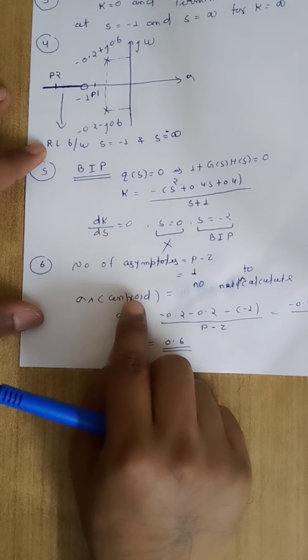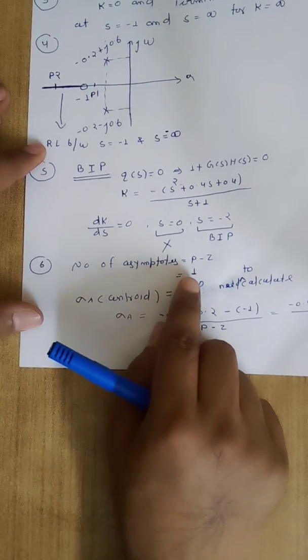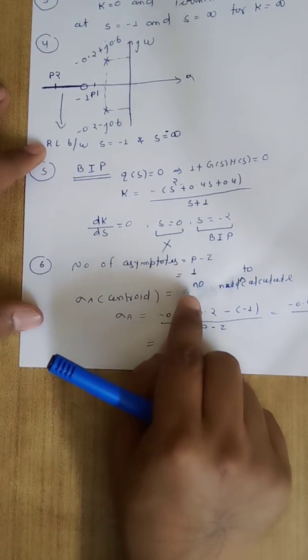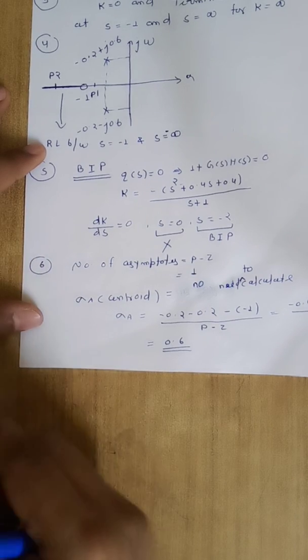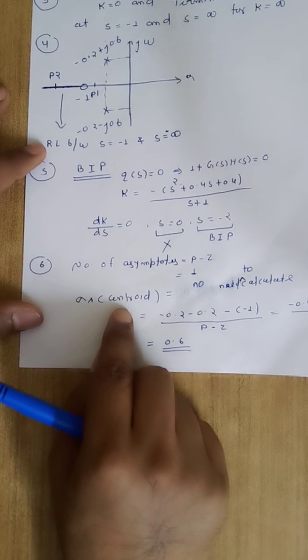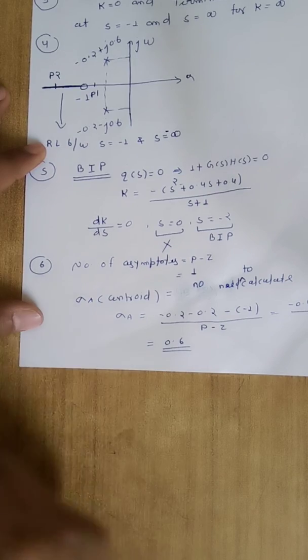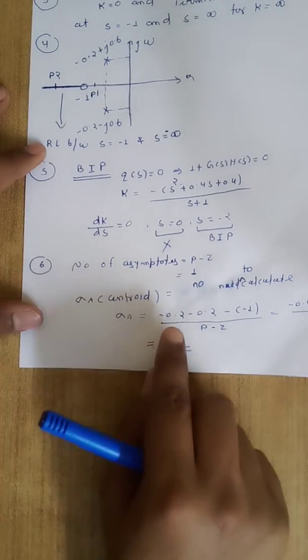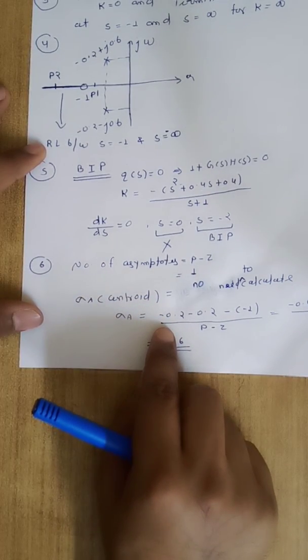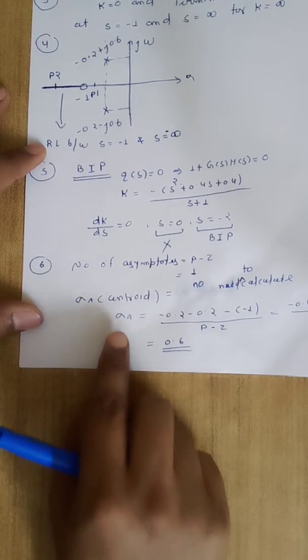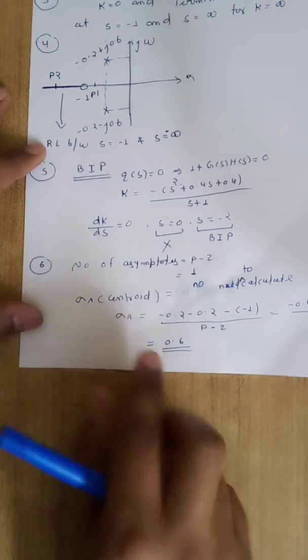We can also calculate centroid, but here we have only one asymptote, so no need to calculate the value of centroid. Centroid is the point of intersection of asymptote on the real axis. We have only one asymptote, so no need to calculate, but we can calculate with the help of formula. Already I have told you. So we have centroid value 0.6.